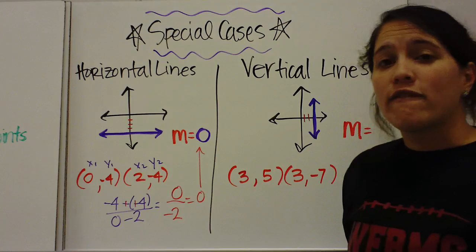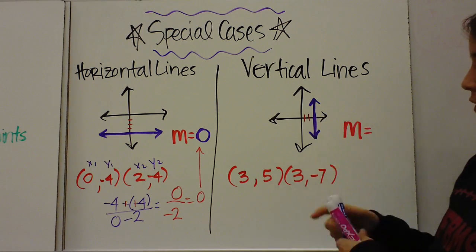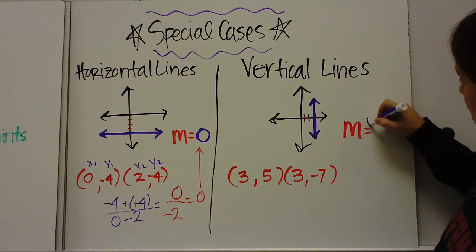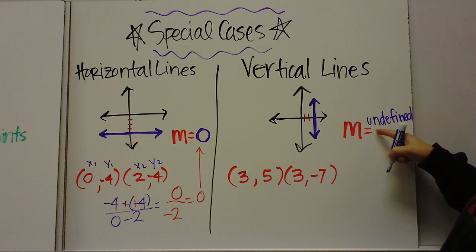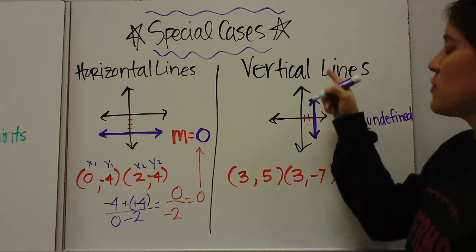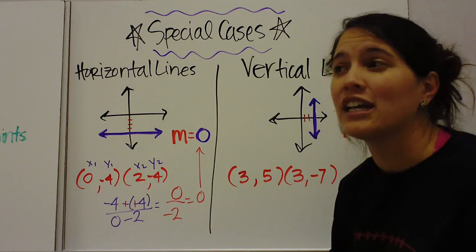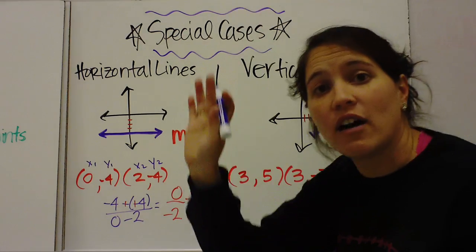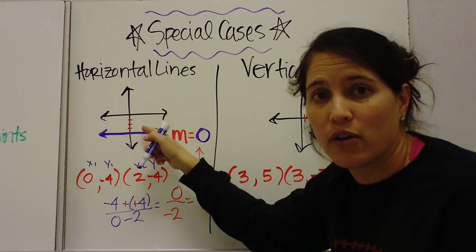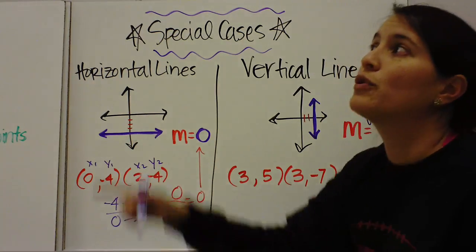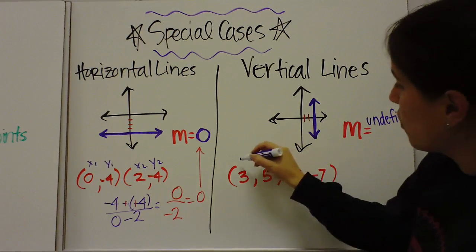It's a little different for a vertical line. A vertical line looks like this. Your slope is called undefined. That's because when you have a vertical line, you can't go up it. Like you can't ride your bike up a vertical line. You can ride your bike along a straight road, but if you get to a wall, you cannot ride your bike up a wall. And so it's undefined.